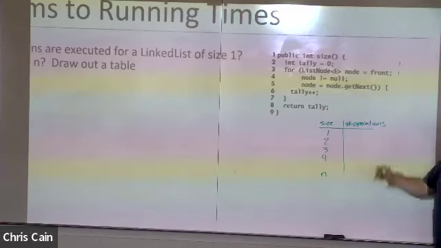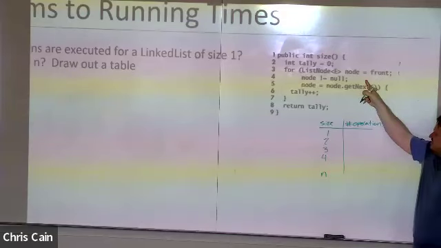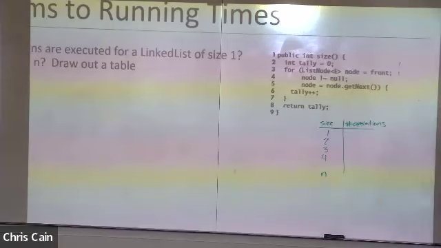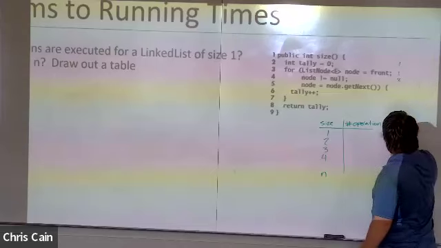How many times do we check if node is not null? We check it the first time, and is the node null the first time? No. We then do something, we loop back around, and is the node null the second time? Yes, so we do this twice.